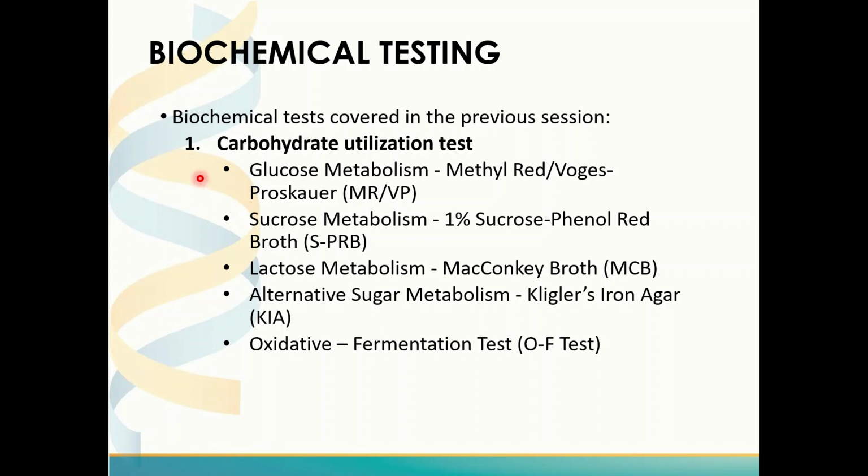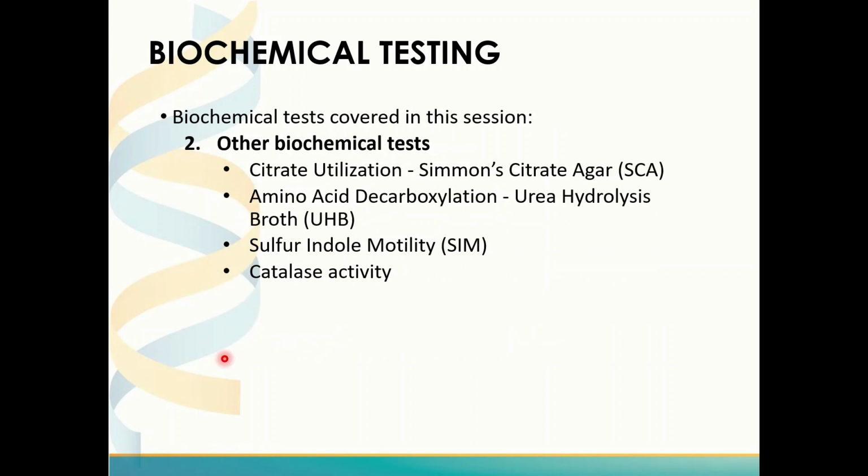We've also learned several carbohydrate utilization tests, which are usually used to identify carbohydrate-fermenting microorganisms and are based on their ability to ferment glucose, sucrose, or lactose. Now, in this session, we will learn the other types of biochemical tests. The first one is citrate utilization using Simon's citrate agar test. The second one is amino acid decarboxylation using urea hydrolysis broth test. And also we have the sulfur indole motility test. And lastly, the catalase activity test.